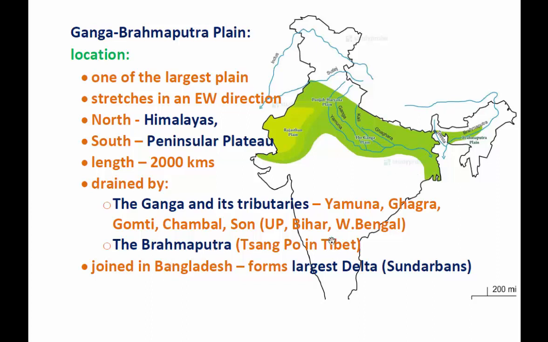And the Brahmaputra actually rises in Tibet, where it is known as Sangpo. It enters through Arunachal Pradesh, and when it comes to the Assam valley, it forms a big basin known as the Brahmaputra basin. These two rivers join in Bangladesh and form one of the largest deltas in the world, known as the Sundarbans. The Sundarbans is very important because the Bengal tiger is found there.